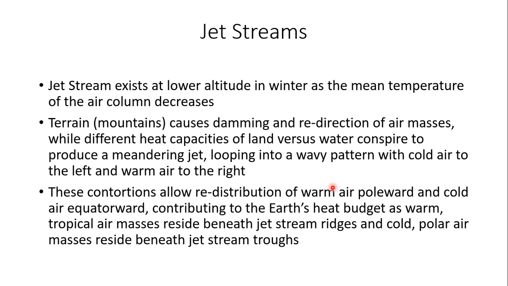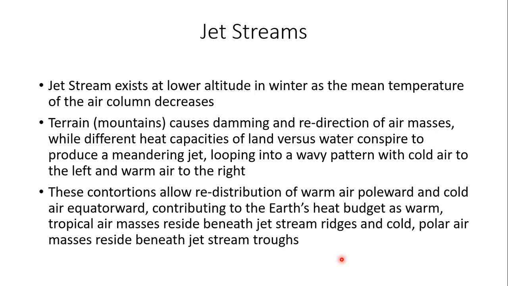Overall, all these impacts, terrain and mountains, the heat capacity differences of land versus water, they all conspire to produce a meandering jet stream, looping into a wavy pattern with cold air generally situated to the left of the jet stream axis or to the north, and the warmest air is going to be to the right, or if we were to use a direction, south of the main jet axis. These contortions allow redistribution of warm air poleward and cold air equatorward.